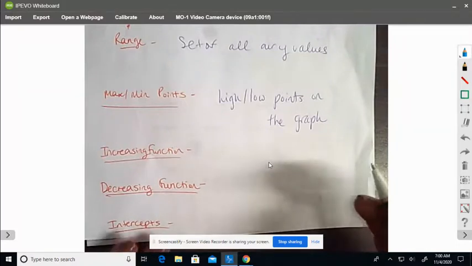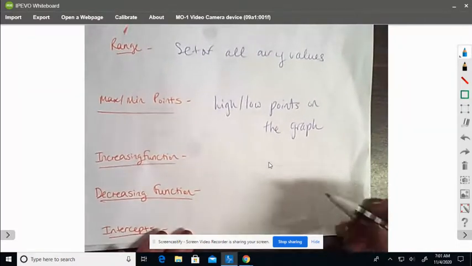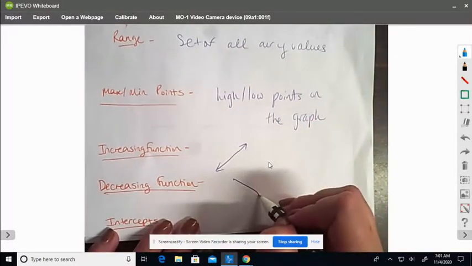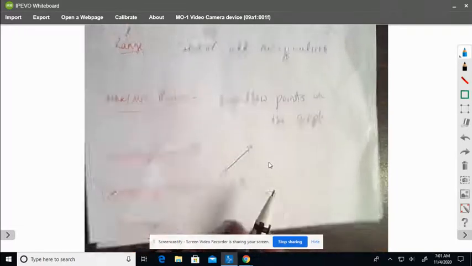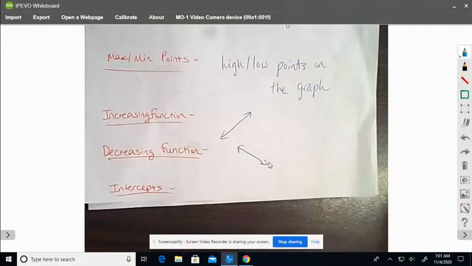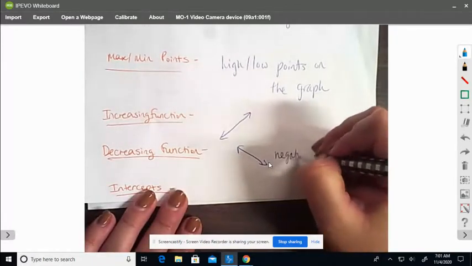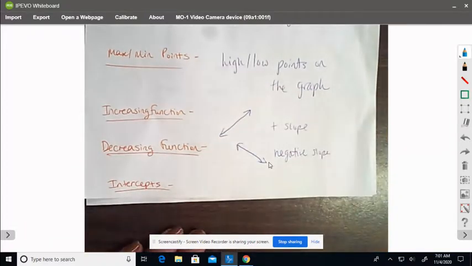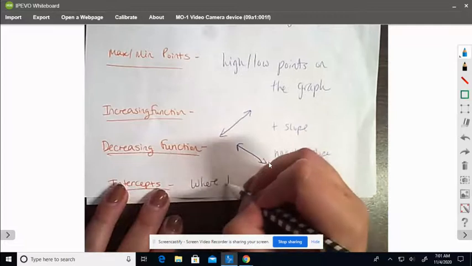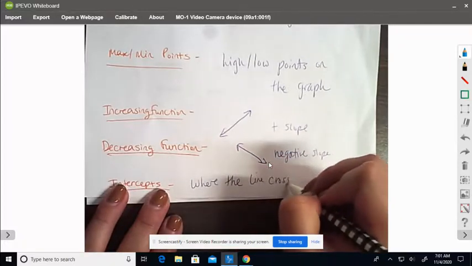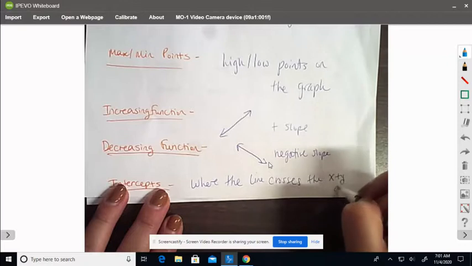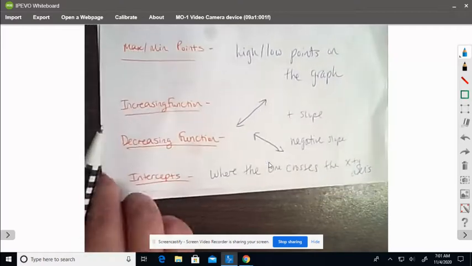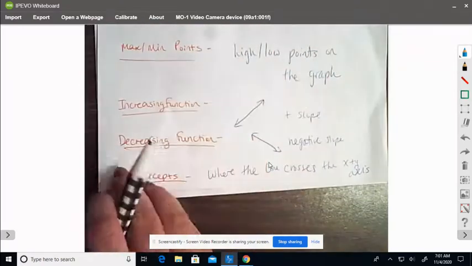The increasing part of a function is the portion of a graph that looks like this. Okay, from left to right, it's going up. Decreasing looks like this. From left to right, it's going down, just like when we talked about slope. So decreasing has a negative slope, just bringing it back to that, and this has a positive slope. Our intercepts are where the graph, or where the line, crosses the x and y axis. So we can have x-intercepts and y-intercepts. All right, I'm going to flip this over. This was just a little bit of vocab I wanted to discuss.